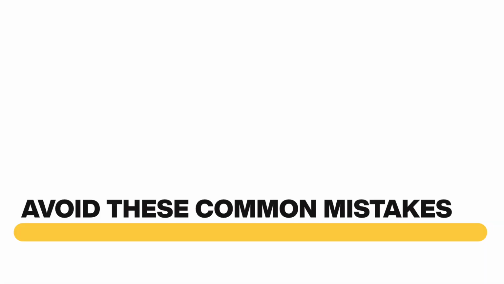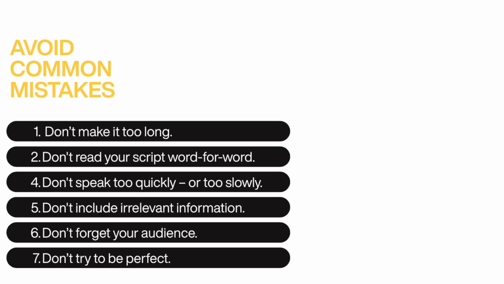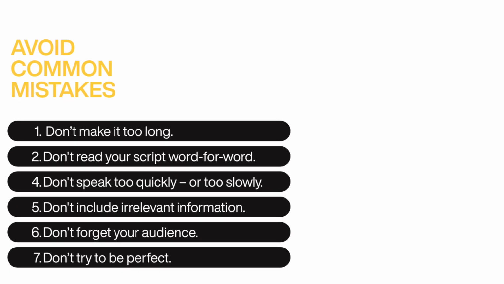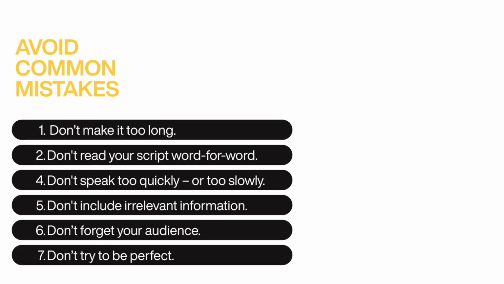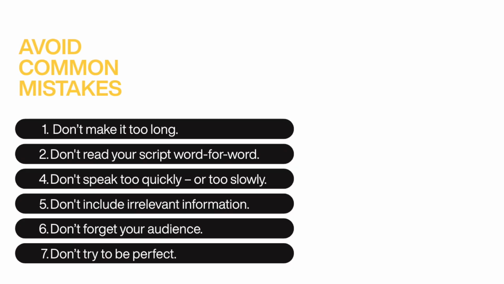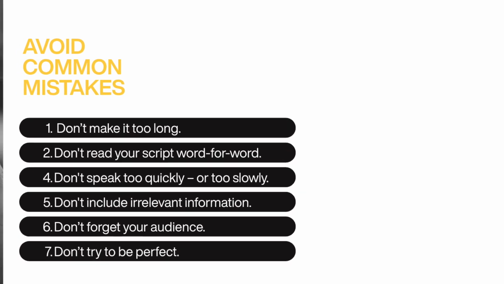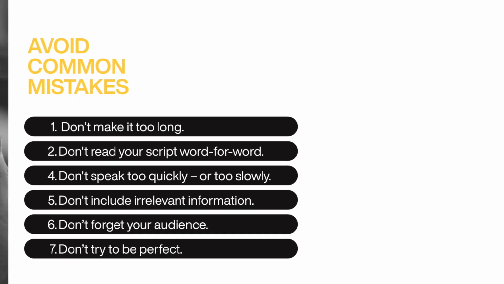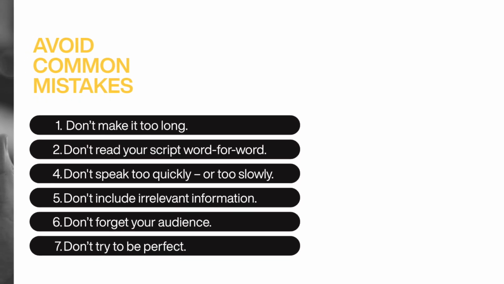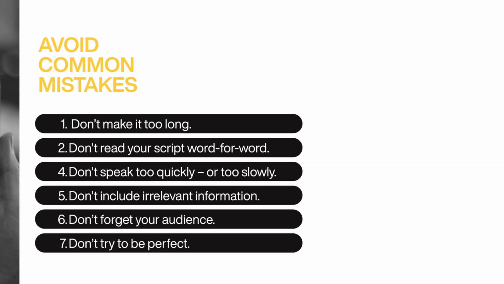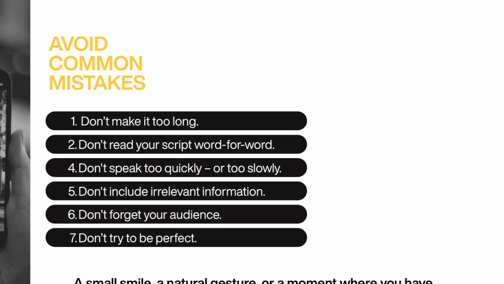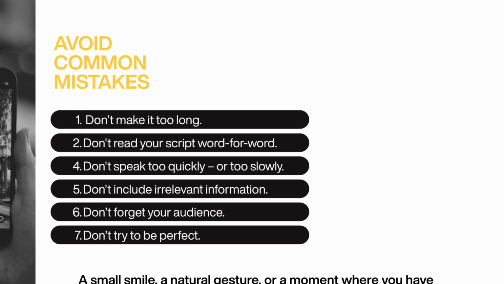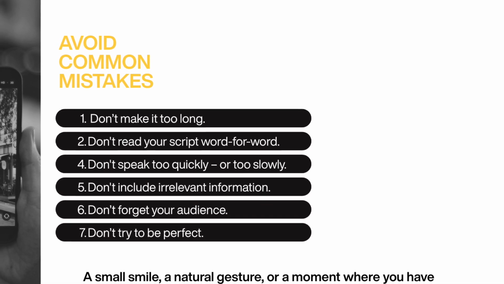Before we finish, let's go over some common mistakes. Don't make your video too long. Your audience doesn't need every detail about your life. Don't read your script word for word. Use notes to guide you, but don't speak too quickly. Slow down and give your audience time to process what you're saying. Don't include irrelevant information. Everything you say should have a purpose.